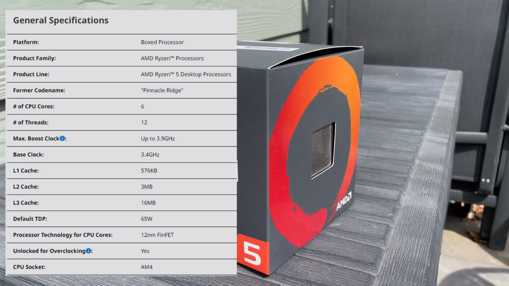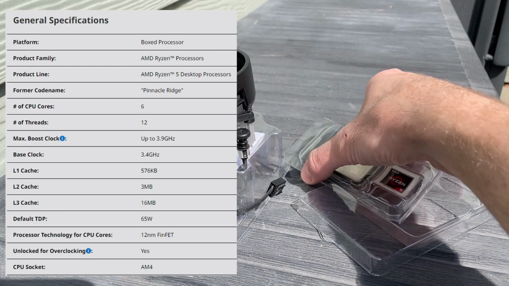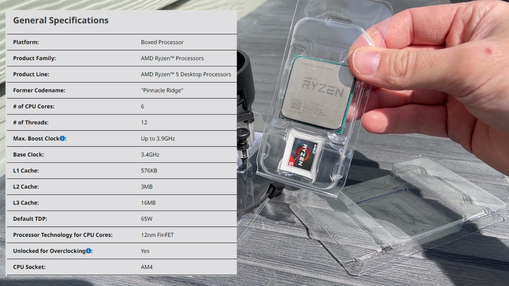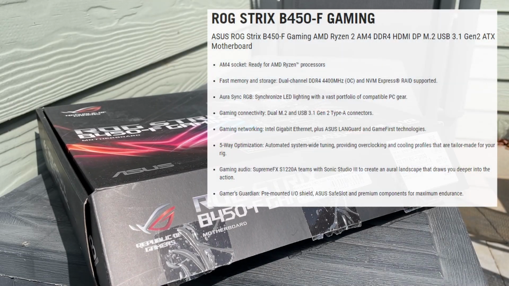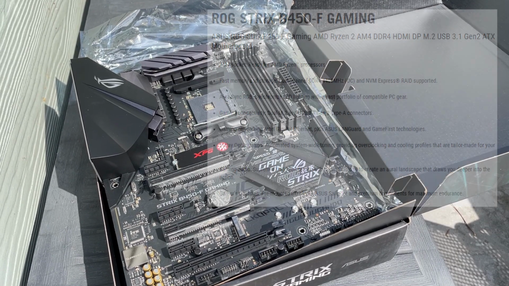Hey all, and welcome to another video. This is my first video with an AMD Ryzen processor, in particular the Ryzen 5 2600. This processor has 6 cores and 12 threads with a 3.9 GHz max boost. I bought it in a bundle together with the ROG Strix B450F gaming motherboard.